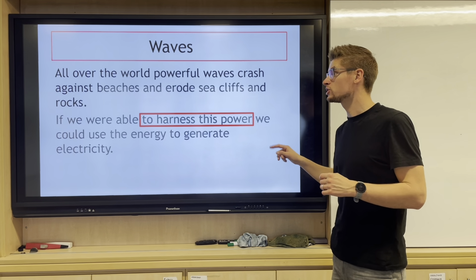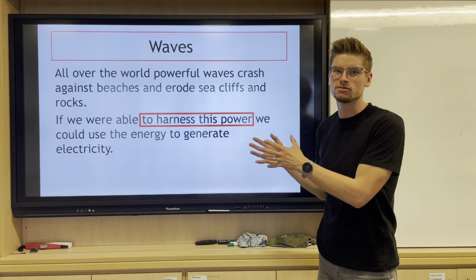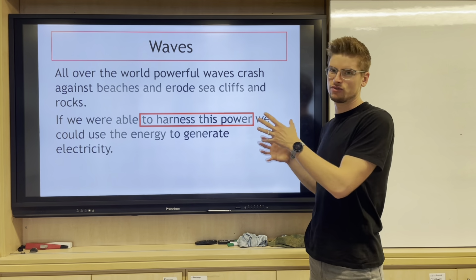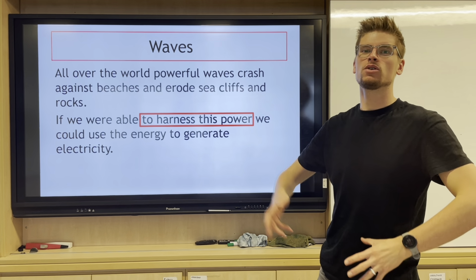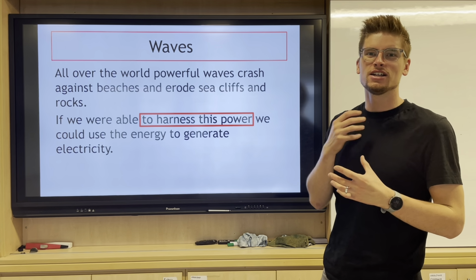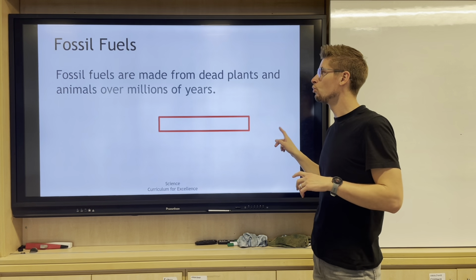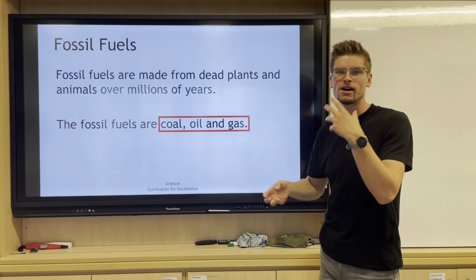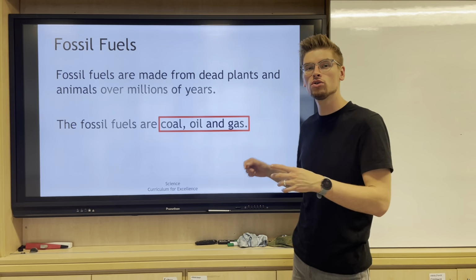Now, waves is also another way that we can harness energy, but we don't often see wave machines. It's very few and far between, but they can use the energy they get from the waves, moving up and down, to harness energy, electricity, that they can then send back to the mainland. Now, we also know that on the other side of the coin we have fossil fuels, which we're trying to get rid of, we're trying to move away from. And we know that these are coal, oil, and gas.